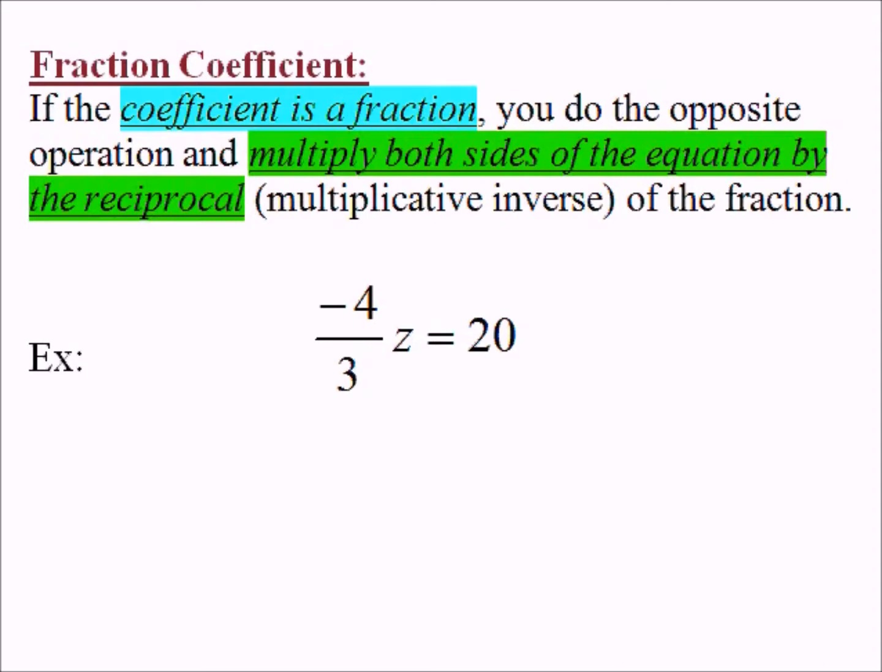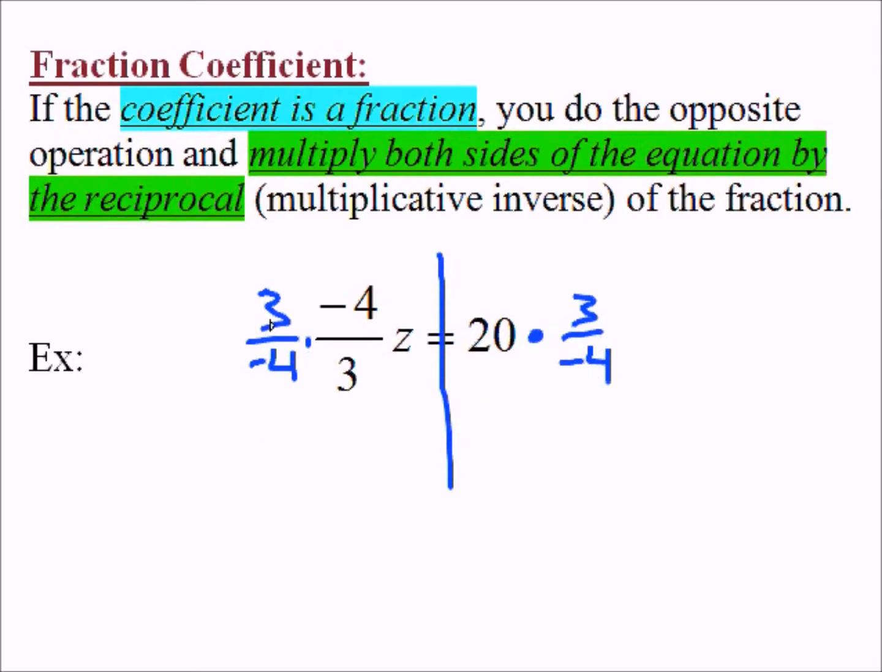Let's see what happens. Negative 4 over 3 times z equals 20. So our coefficient is a fraction of the z, negative 4/3. We're going to do the opposite and multiply both sides by the reciprocal. 3 over negative 4 times negative 4 over 3. We have to also do this to the right-hand side. Multiply it by 3 over negative 4. Notice, it's real important, what you do to the left side, you have to do the exact same thing to the right side of the equation.